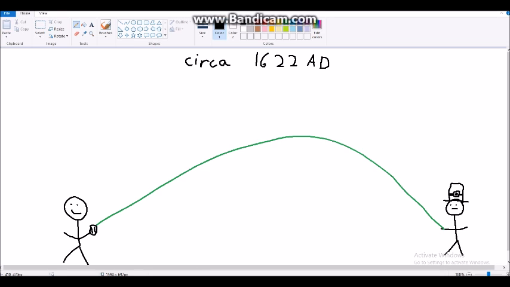So first we'll have one here just after it leaves your hand, here as it goes higher up, here where it's at its highest point, and another one on the way down, and finally just before it reaches the pilgrim's hand.